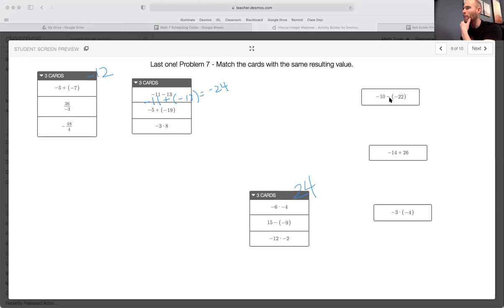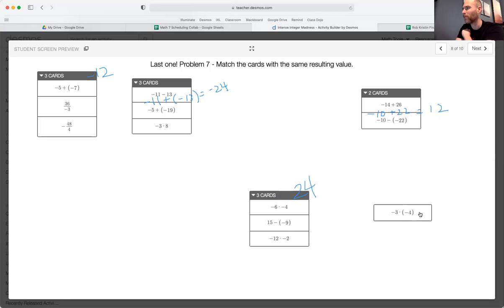Negative 10 minus negative 22, that's the same as negative 10 plus 22. And I could just do that as 22 minus 10 if I wanted to. That equals 12. Negative 14 plus 26, I think that's also positive 12. And negative 3 times negative 4, that's also positive 12. So I think all these will match together as equaling positive 12. That was a tough one.